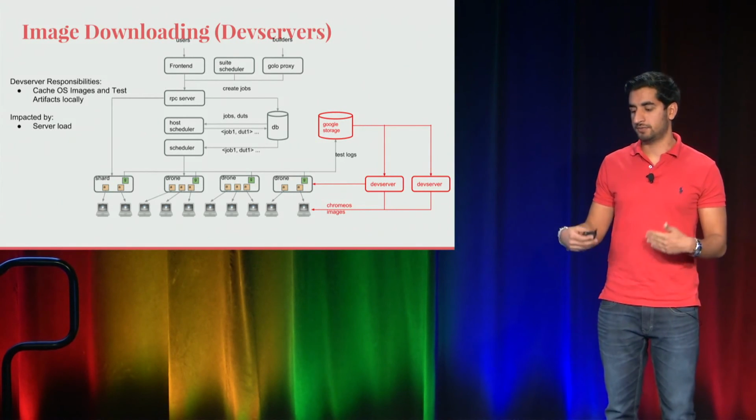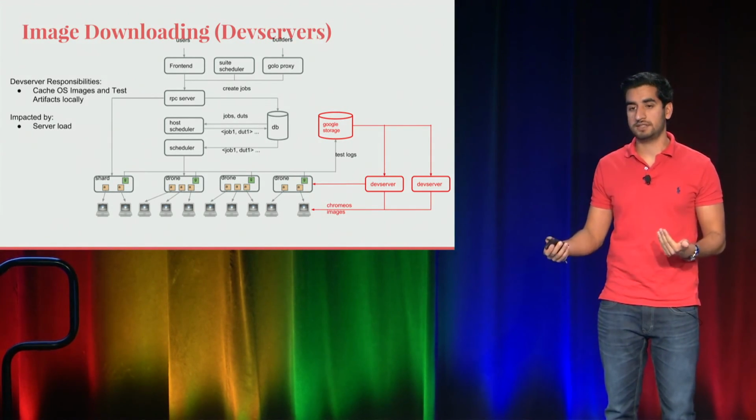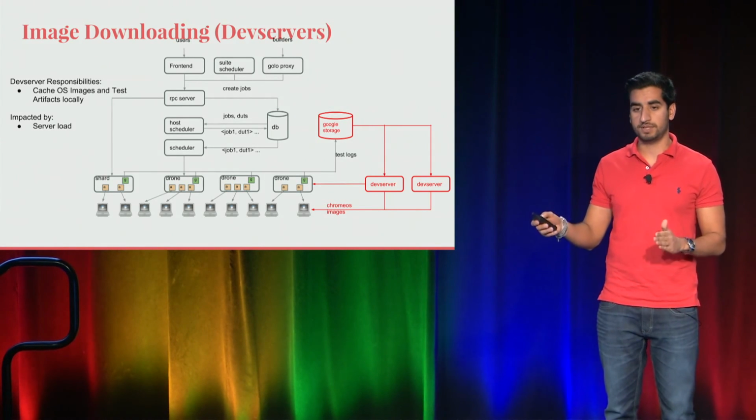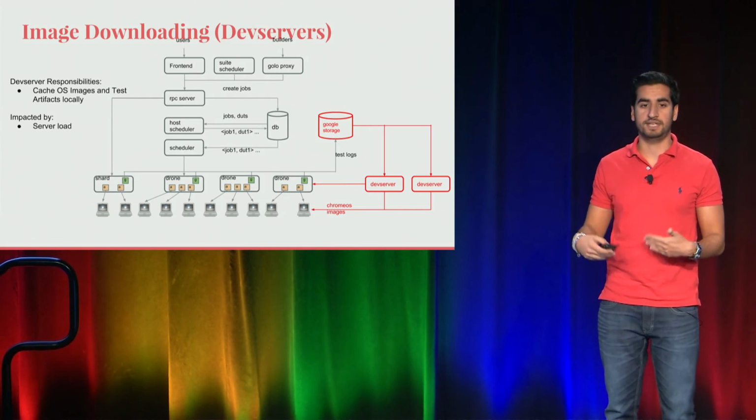So for my previous example, when a builder kicks off a test, the device will now download that build from the dev server, which, if it's not there, will get it from Google Storage, and then update before running the test.